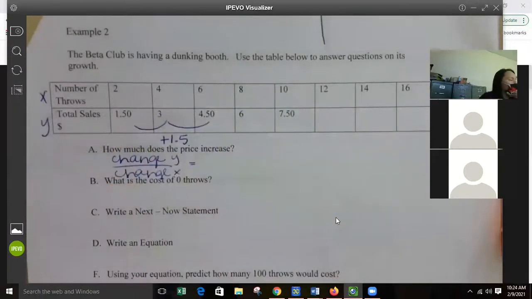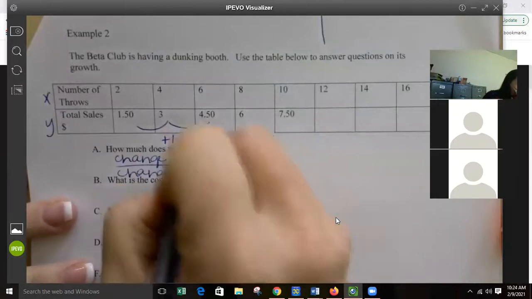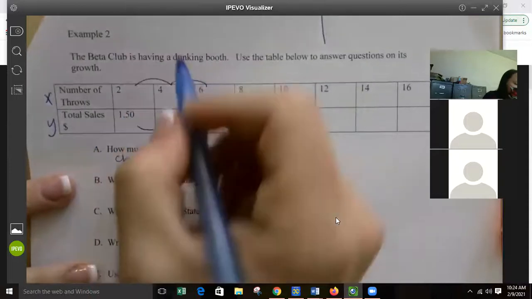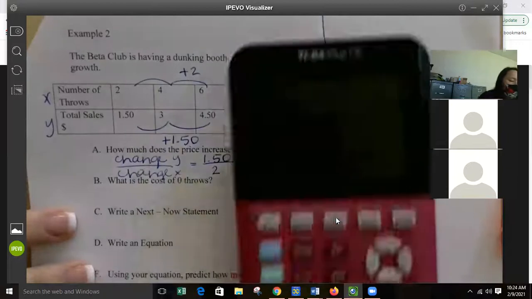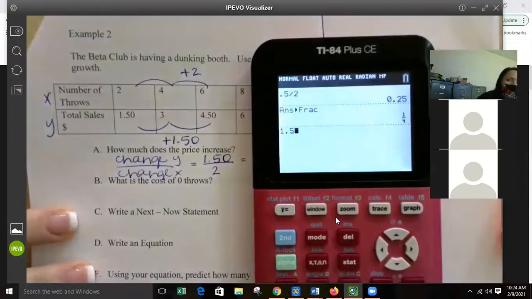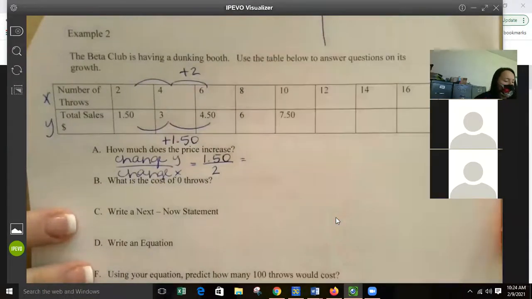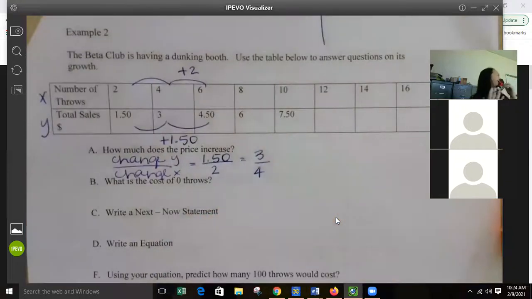Corbin said we're going up by 150 or 1.5. You can do either one. It doesn't matter. If you do the 50, that's fine. What about your X? It's going up by 2. We're going to put that in our calculator, and we get 0.75, or if we put it in fraction form, 3/4. I do not care if you give me decimal or fraction, okay? You decide.